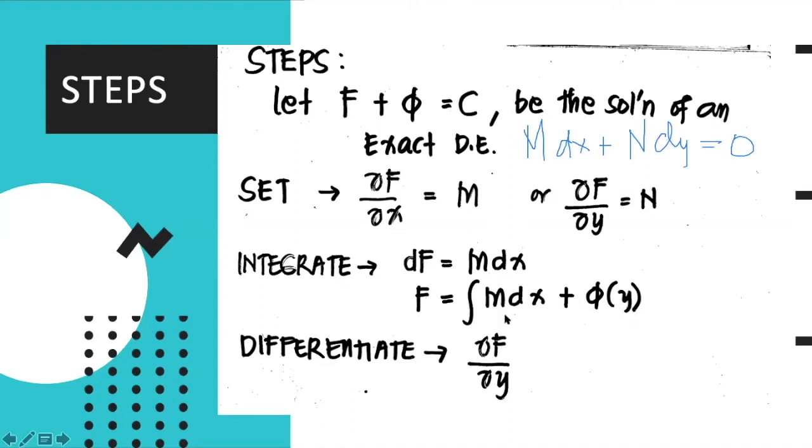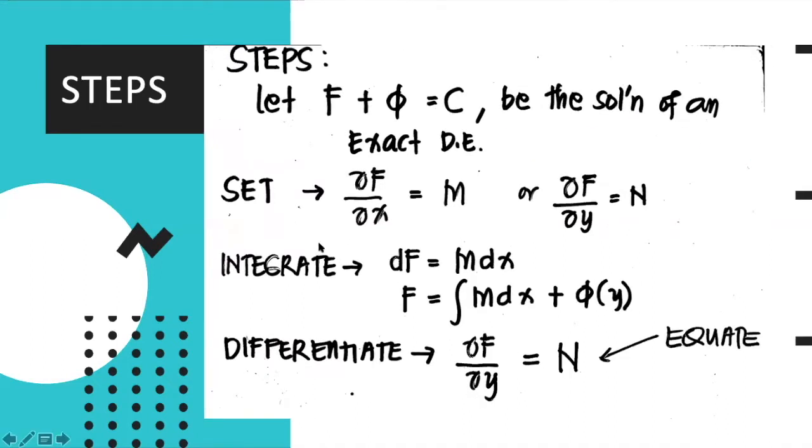Now, after determining the solution of this given equation, you will differentiate this equation with respect to y. Then we equate. So first we set, we integrate, and then we differentiate. Since we know that the partial of f with respect to y is equal to N in our previous derivation of the testing for exactness, we equate that to N. That's the next step. So SIDE: set, integrate, differentiate, and then equate.